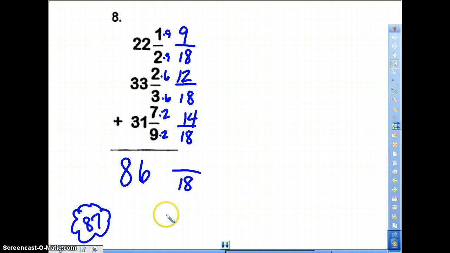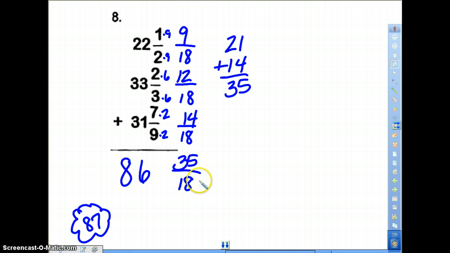I need to add all those fractional pieces together. Okay? So 12 plus 9 is 21, plus that extra 14, that gives you 35. So I get 35/18. So far, I know my answer is 86 and 35/18. So what do you think about that answer?